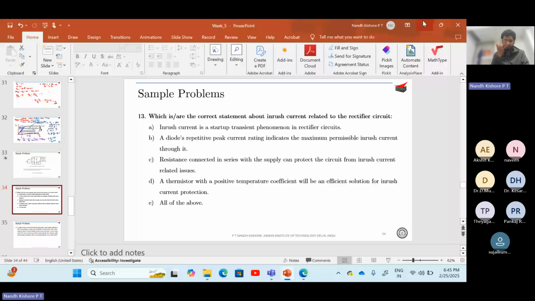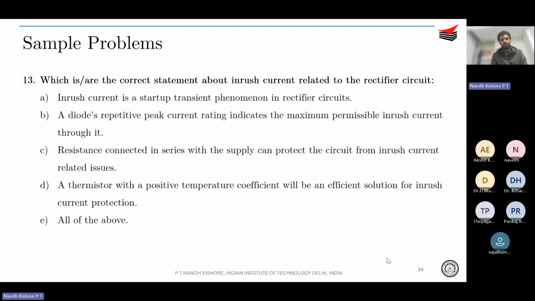So which are the correct statements about inrush current related to rectifier circuits? Inrush current is a startup transient phenomenon in rectifier circuits. Yes, it is true. It occurs during startup. A diode's repetitive peak current rating indicates the maximum permissible inrush current through it.